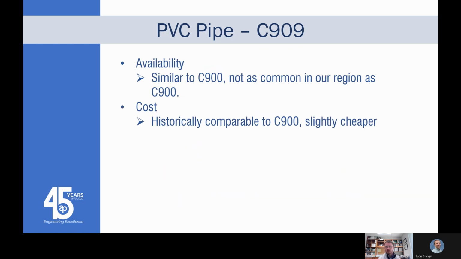And then availability, again, like I said, it's similar to C900. I mean, they can manufacture it, I think, just as similarly as they can C900, but again, it's typically not as common. And as far as cost, it's comparable to C900. I think at times you can get it a little bit cheaper, but that kind of depends on the market and where things are at there.